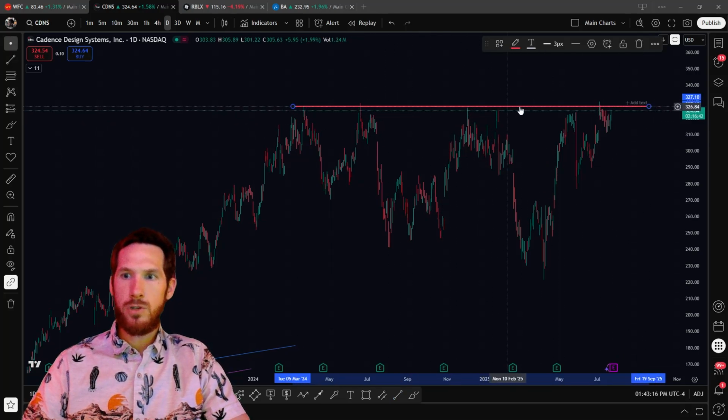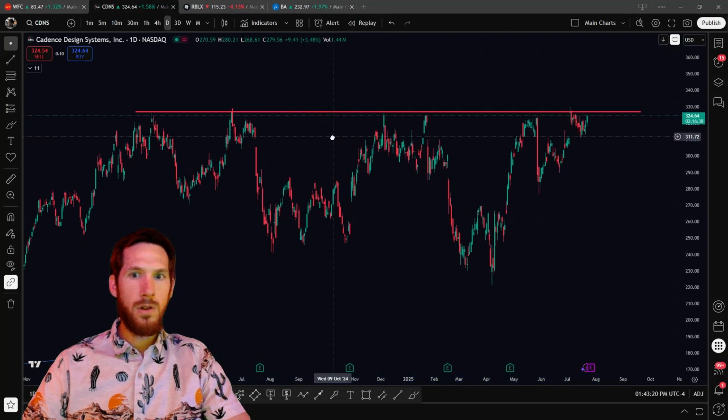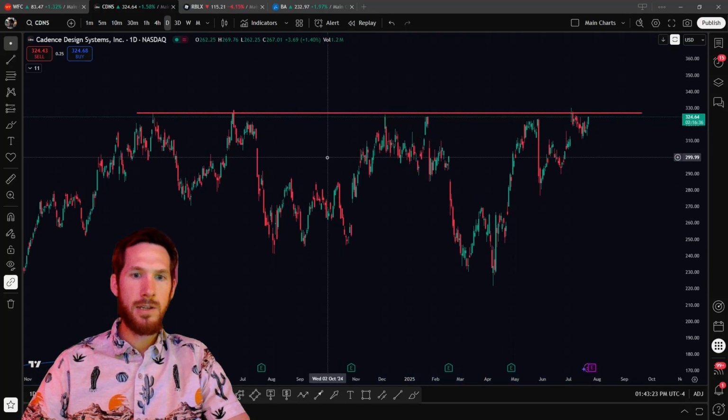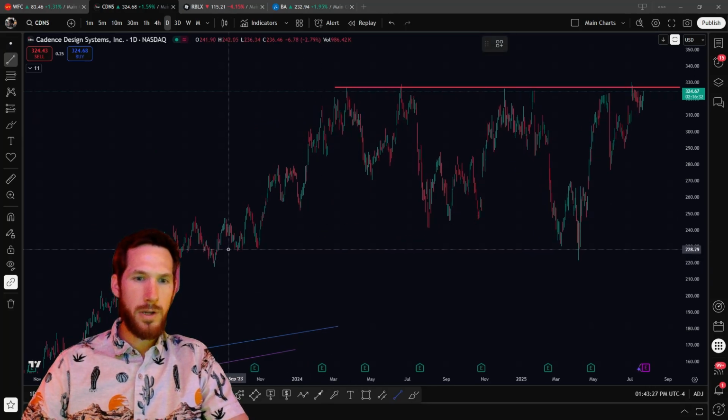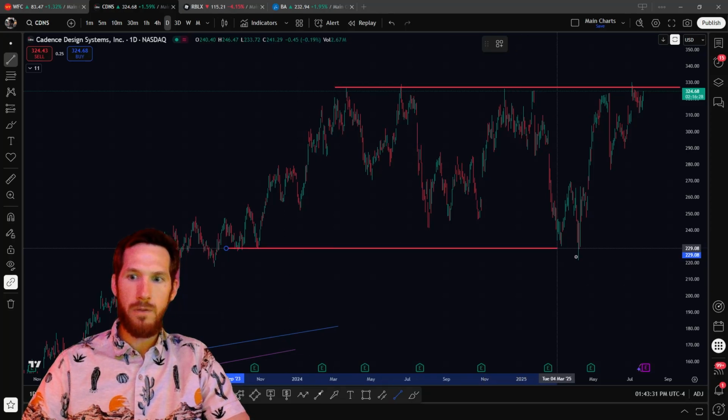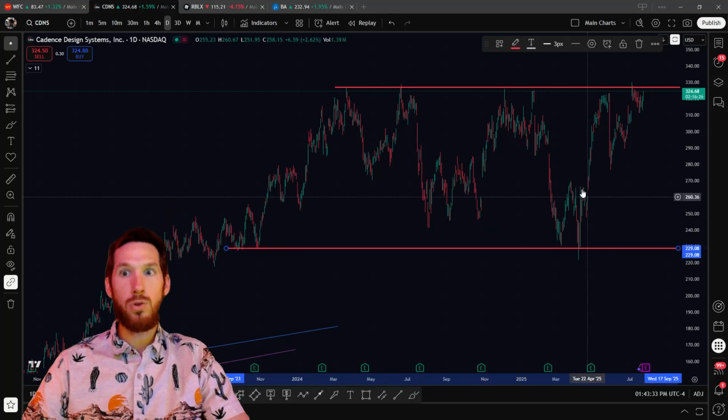There we go. There is our resistance level, and you can see how many times price has hit this level and has failed or gotten rejected. Let's draw our support level. Remember, you're trying to connect as many pivots as you can. You want to try and go to the extreme of the pivot. So basically like the low of the pivot.